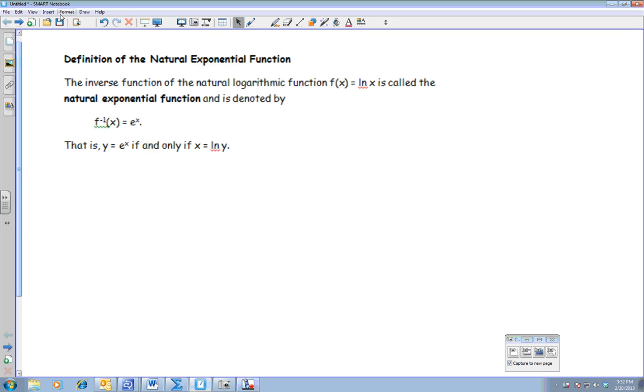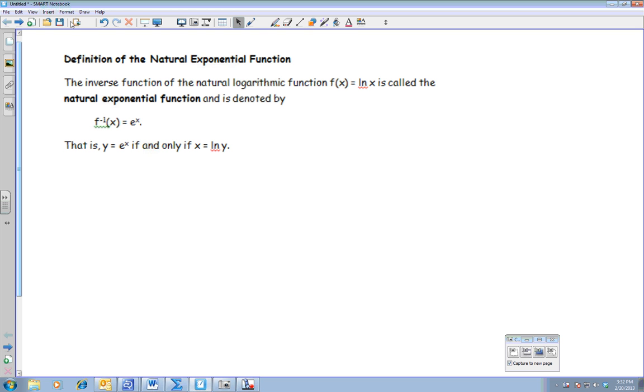Okay, this is section 5.4, and we're going to divide this section into two different parts. So this first part, we're still kind of talking about inverses, just like yesterday, and we're going to be finding the derivatives of the number e, or e to the x.